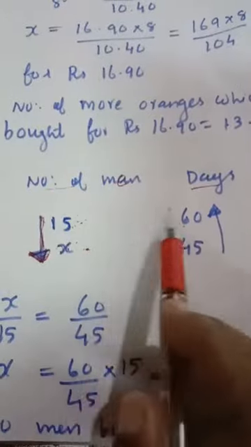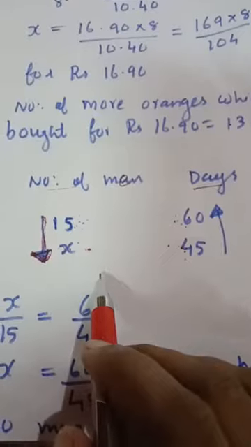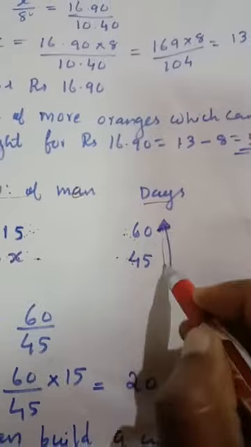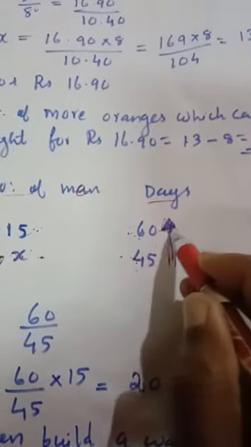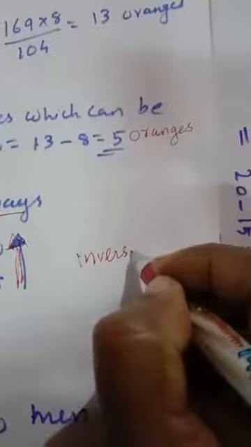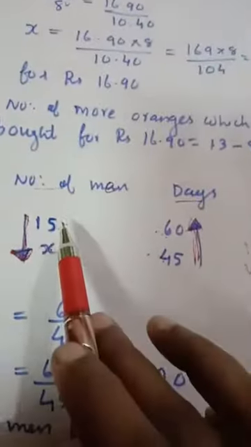Here more days, fewer men. So it is inverse variation. So this is a downward arrow and this arrow should be upward. This arrow should be upward. Why? Because this is inverse variation. This is an inverse variation. First type of question is direct. And this is inverse variation. See, number of men is increasing, days will decrease.